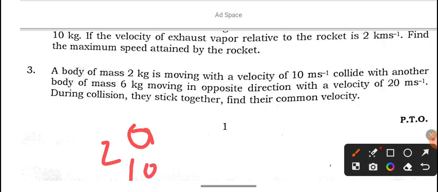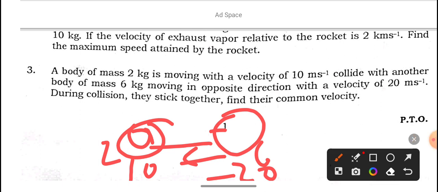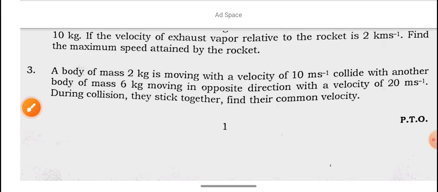There is another body of 6 kg moving in the opposite direction with 20 meter per second velocity. Then they both collide and cling to each other. So find the common velocity of the bodies. So let's see this one.